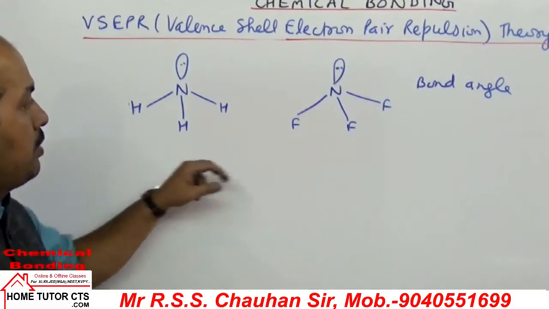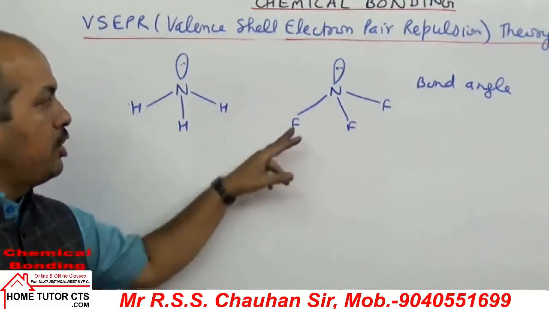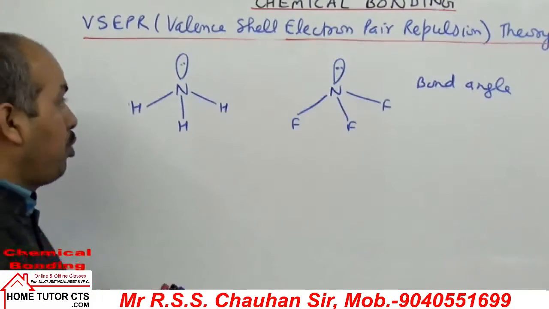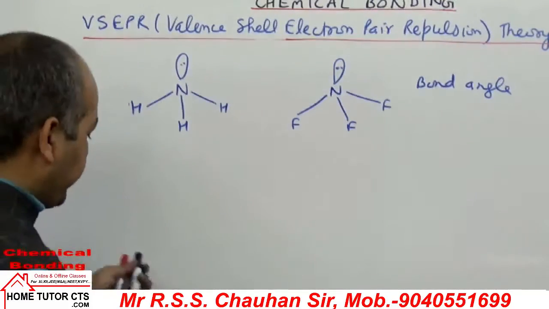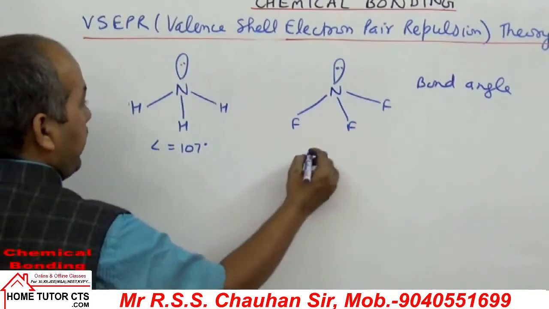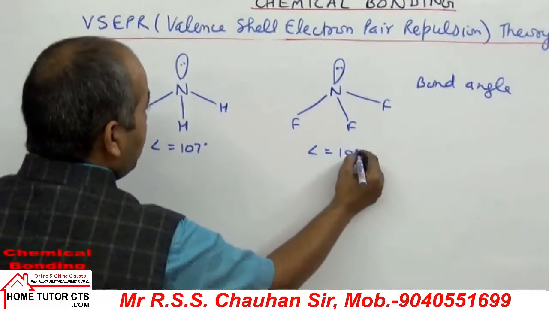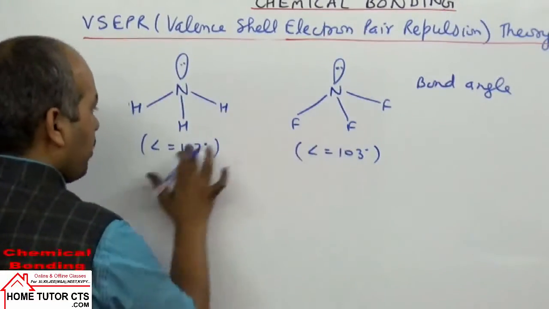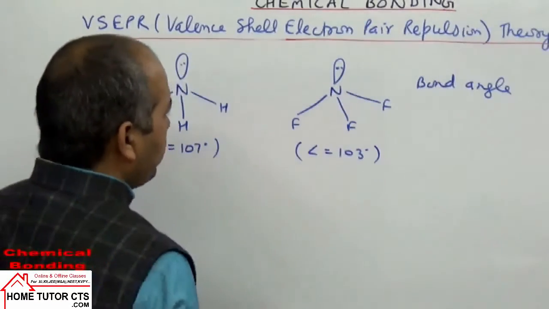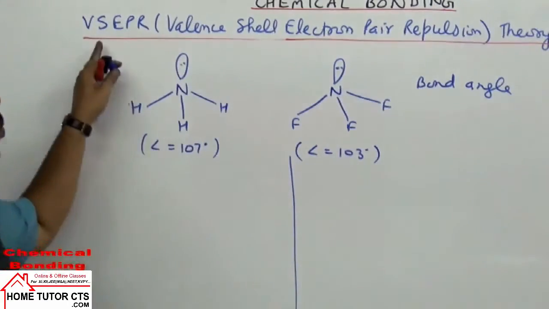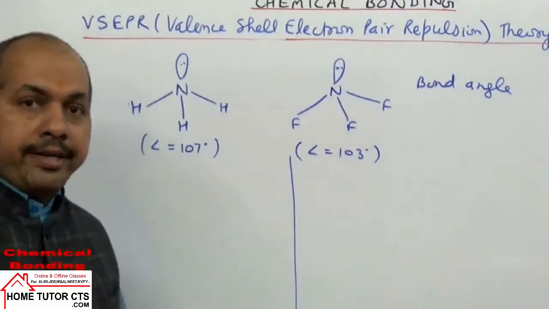It seems that fluorine atoms are bigger in size, so they should cause more repulsion and the angle should be higher. But what is observed is that the bond angle in ammonia is more. It has a bond angle of 107 degree. In NF3 the bond angle is 103 degree, which is less as compared to this. How can this bond angle be explained? This can be explained using valence shell electron pair repulsion theory.